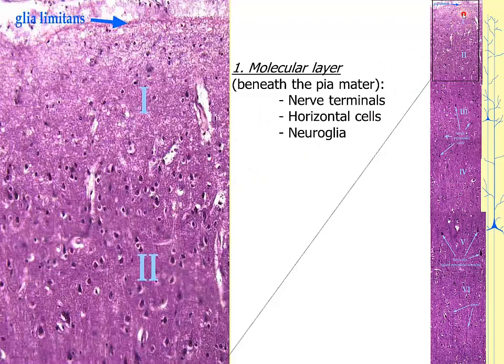So we have our first layer, layer number 1, our molecular layer. And you see how small these cell bodies are and how few of them. We have a lot of fibers running through here as we compare this region to the underlying region. You can even see almost a demarcation line right there, distinguishing one from the other. So in the molecular layer, we have a lot of neuroglia, a lot of nerve terminal processes, and some of the cells that are called horizontal cells present in our molecular layer.